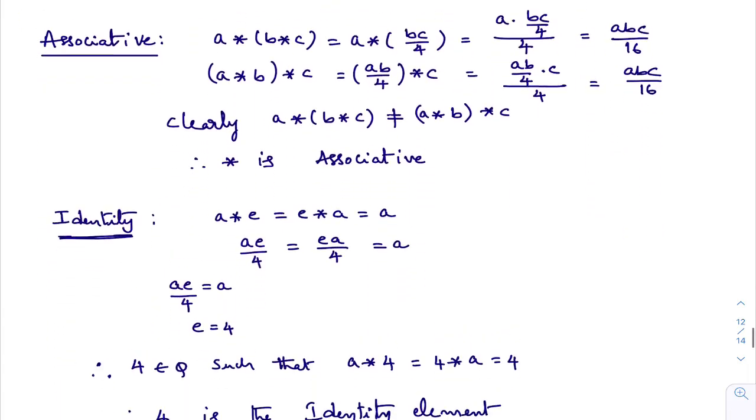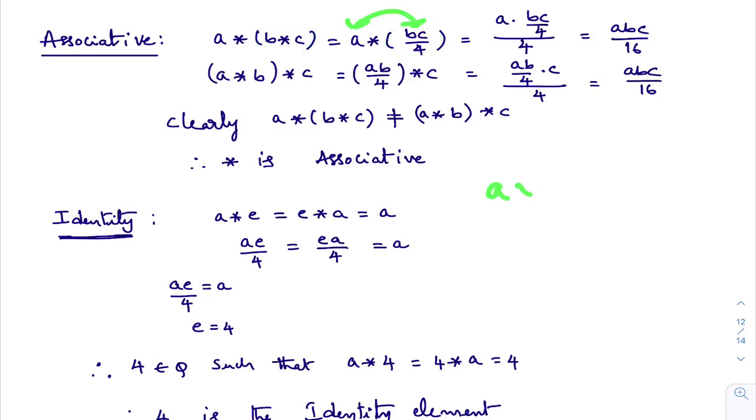How will we check associativity? We calculate a star (b star c) and (a star b) star c. If these two are the same, then I can say that it holds the associative property. First, whatever is inside the brackets, I'll simplify that. A star (b star c): a star b is defined as ab by 4. Now what is b star c? B star c is bc by 4. Okay, so now the star operation between these two.